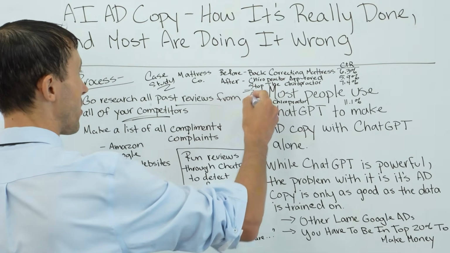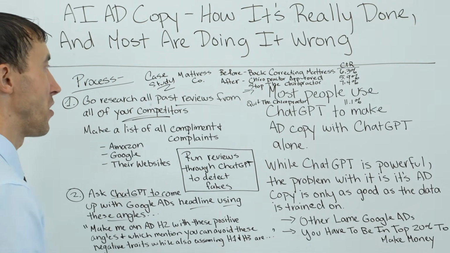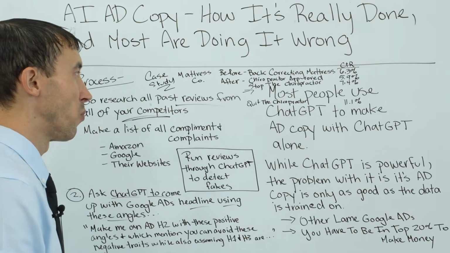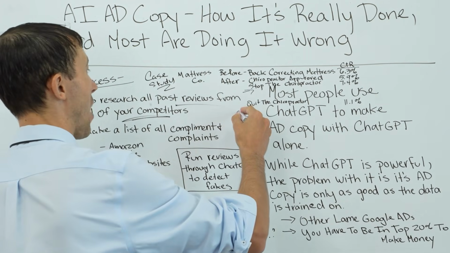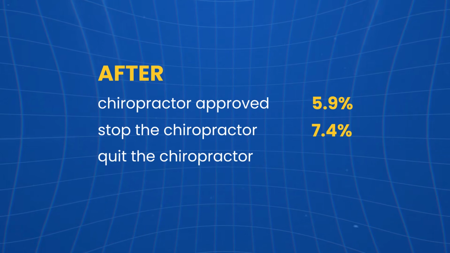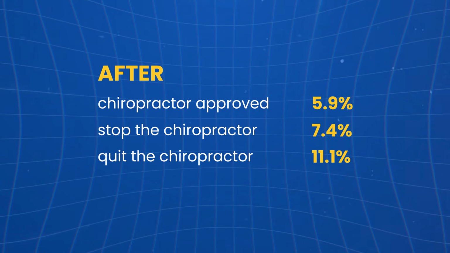The "Stop the chiropractor" headline got a higher click-through rate. We went back to ChatGPT and said, hey, make us more headlines like this, and gave it this one. One of the other headlines it output was "Quit the chiropractor," which seems like a really natural progression. And that got an 11.1% click-through rate.